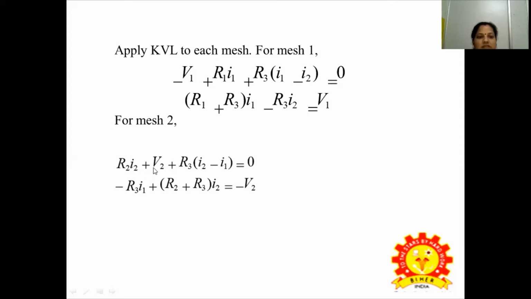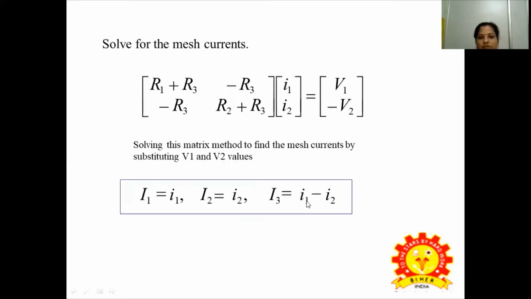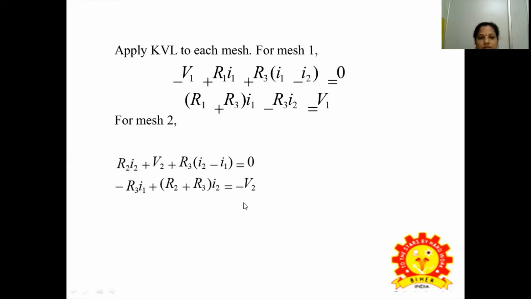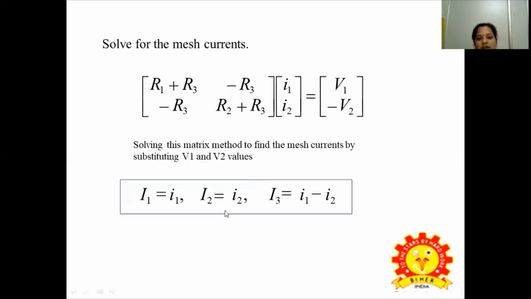For mesh 2: R2 I2 plus V2 plus R3 (I2 minus I1) equals 0. So minus R3 I1 plus (R2 plus R3) into I2 is equal to minus V2. So solve the mesh currents: the matrix of R1 plus R3, minus R3, minus R3, R2 plus R3, times I1, I2, equals V1, minus V2. Solve this by the matrix method to find the mesh currents by substituting the V1 and V2 values. I3 we already know is I1 minus I2.